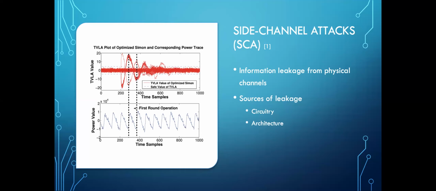What you see on the left is a TVLA test, which is test vector leakage assessment. And this test is done on power consumption. In this example, the power consumption of private circuits. And this tells the designer how susceptible they might be to SCAs based on how much information can leak from the power consumption.